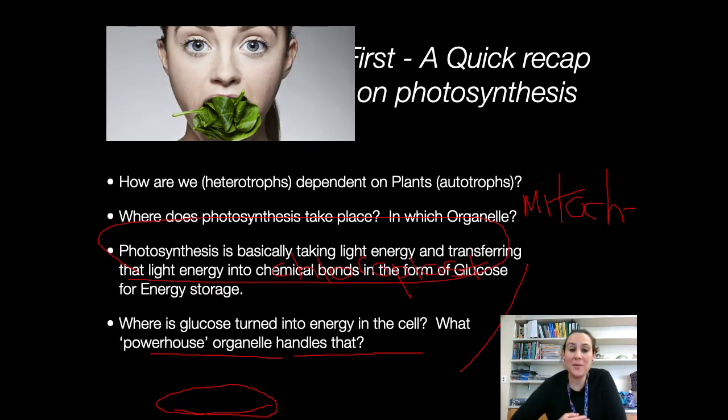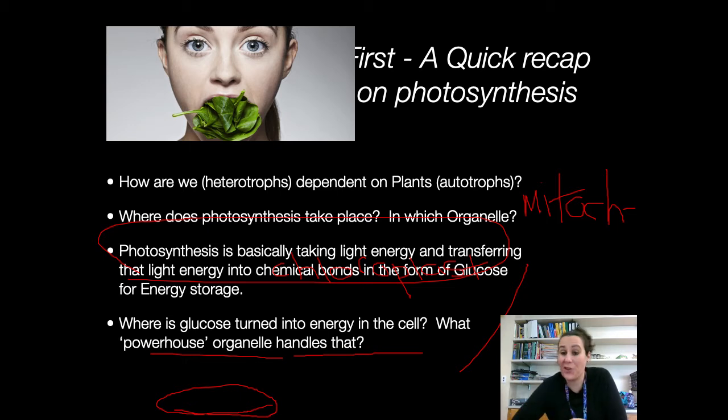So as another quick reminder, we are heterotrophs. How are we dependent on plants, autotrophs? We talked about that a ton in photosynthesis. We require them as our baseline food source, right? Even if you don't eat vegetation, you eat animals that require vegetation. They're the bottom of the food chain in an important way.